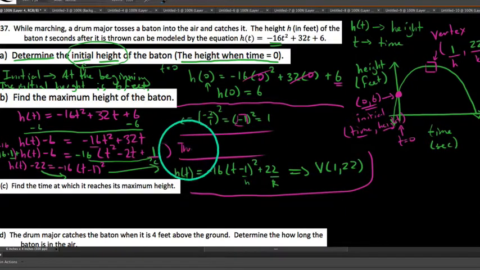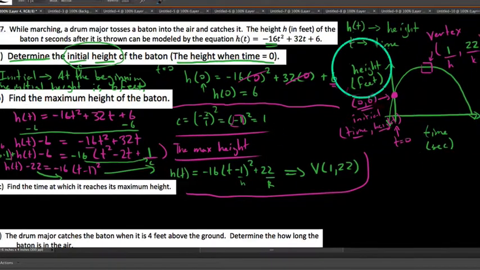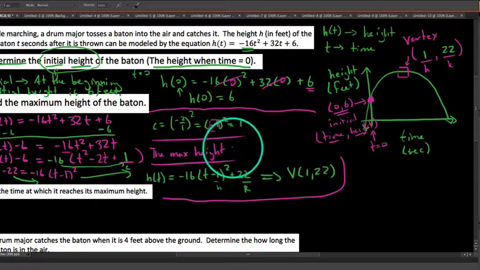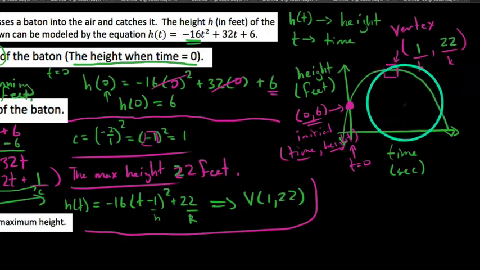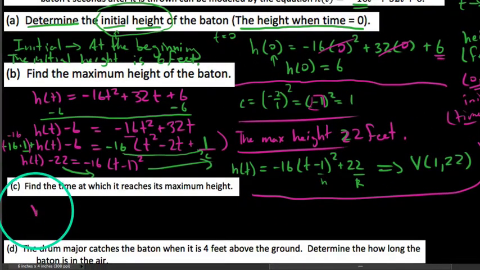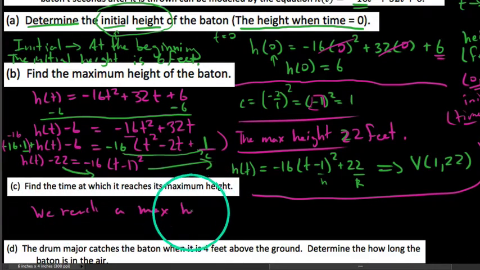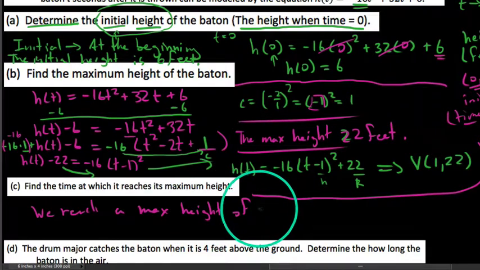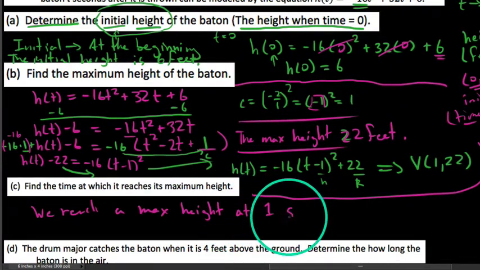But basically, we would say the max height, would that be our x value or our y value at the vertex? And given that our x value is like time and our y value is like height, we would say that the maximum height here is 22 feet. And to answer the corresponding part of this question, find the time at which it reaches a maximum height, we're really just looking for the x value at our vertex here, which happens to be, in this case, 1 second. So we would say we reach a max height at 1 second.